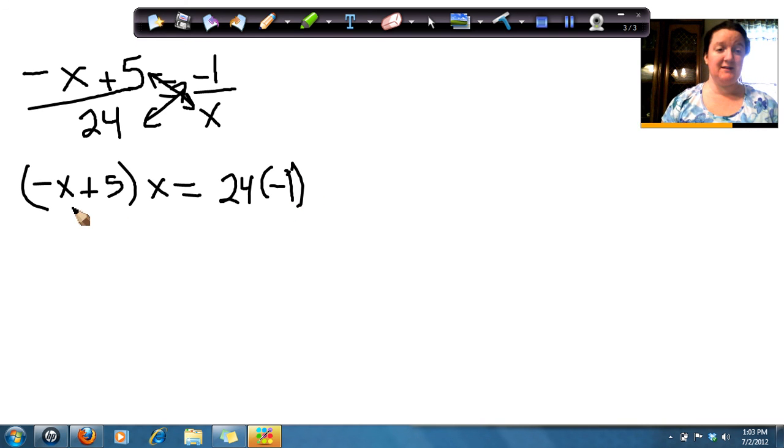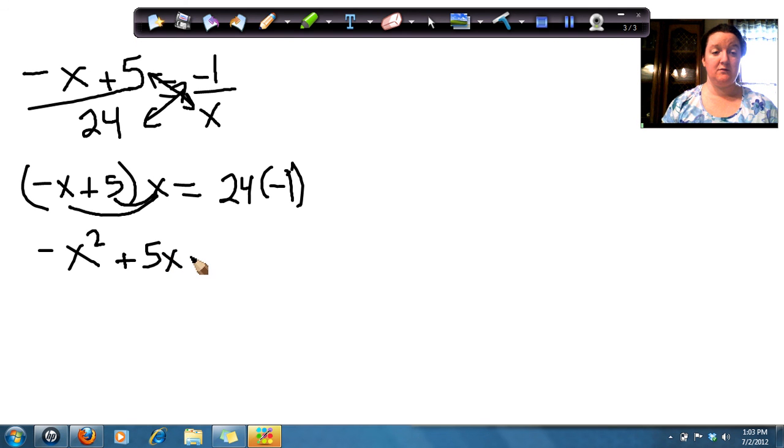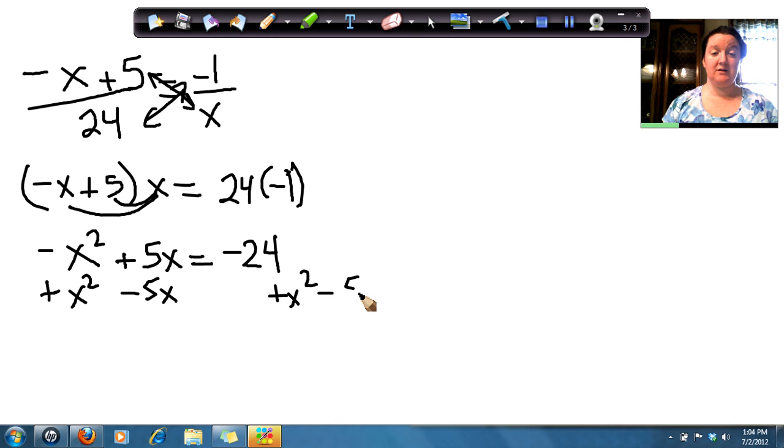So when I multiply this together, I'm going to distribute this x. So I'm going to get a negative x squared. Then I'm going to distribute this 5. So I'm going to get plus 5x. If I take 24 times a negative 1, I'm going to get a negative 24. Now, I want to get everything on one side, so the x squared is positive. So I'm going to add x squared to both sides. And subtract the 5x. So I'm always doing the opposite of whatever the operation was. So over here, I'm adding x squared, and I'm subtracting 5x.